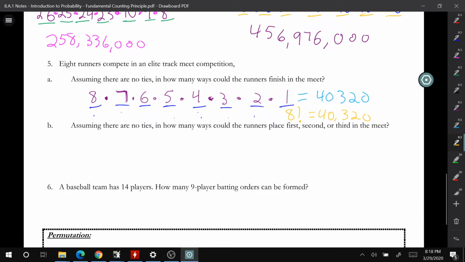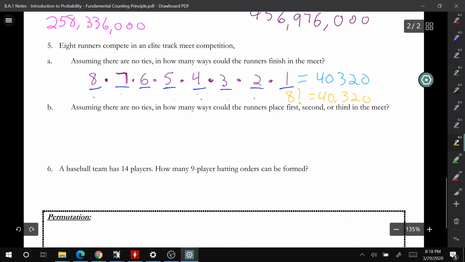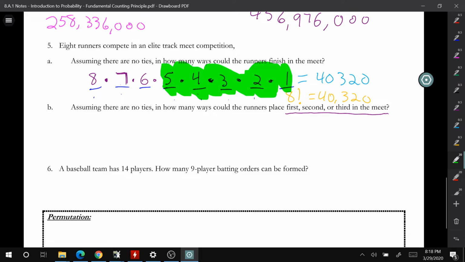Now, letter B is a little bit different. It says, assuming there are no ties, in how many ways could the runners place first, second, or third in the meet? So this one is saying that we only care about first, second, and third. We don't care about any of these down here in this area. Let me highlight that instead. We don't care who's 4th, 5th, 6th, 7th, and 8th. We only care about first, second, or third.